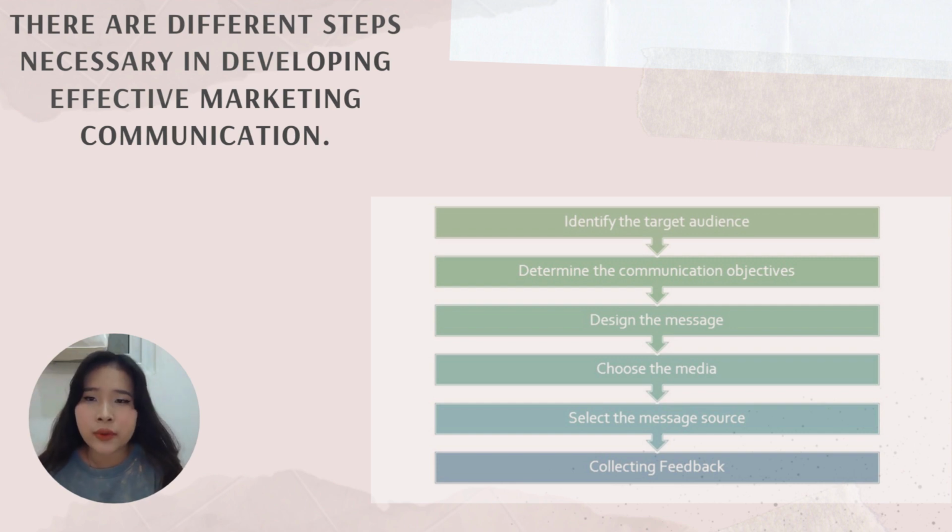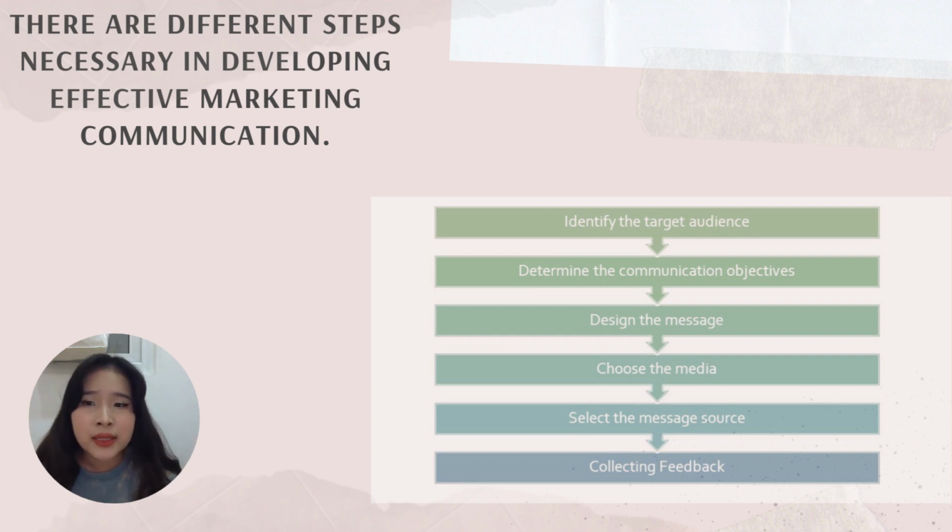There are different steps necessary in developing effective marketing communication: identifying the target audience and determining the communication objective. The target audience can be at any stage of the buyer readiness stage. The buyer readiness stages are the stages customers normally pass through on their way to purchase, including awareness, knowledge, liking, preference, conviction, and finally the actual purchase. A goal of marketing is to move target customers toward the buying process.